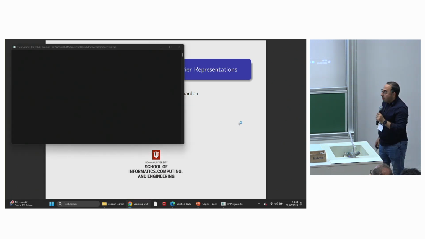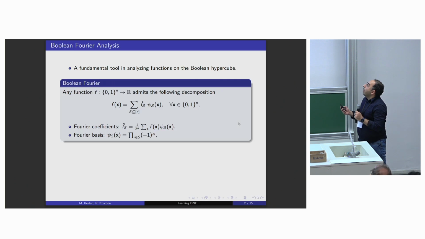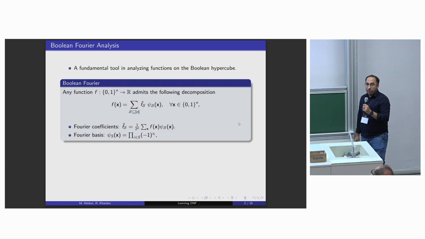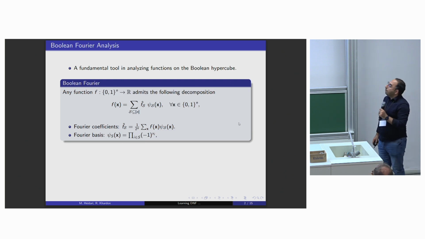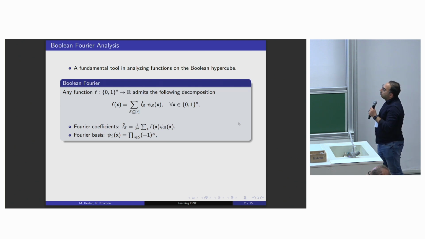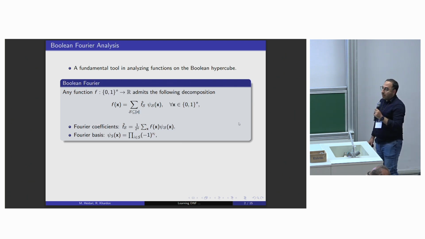This work talks about learning DNF through a generalized Fourier representation, and this is a joint work with my colleague, Ronnie. Boolean Fourier expansion has been a fundamental tool in analysis of Boolean functions. It says that any function on the Boolean cube decomposes into a linear form where the coefficients are called the Fourier coefficients, and the basis elements are nothing but parity functions.